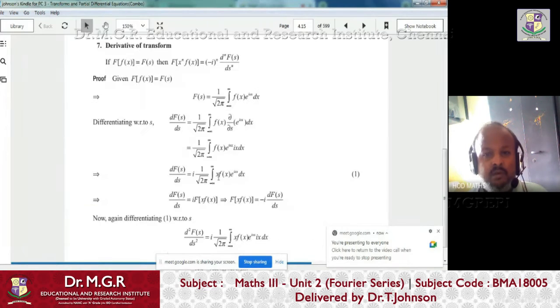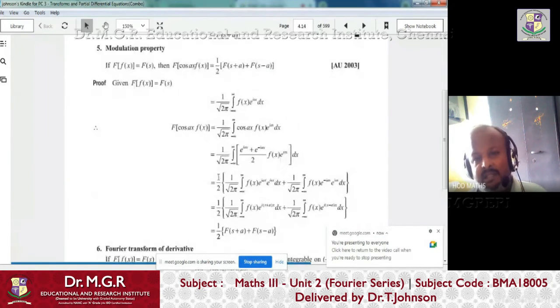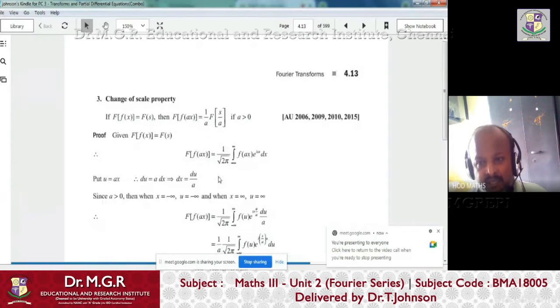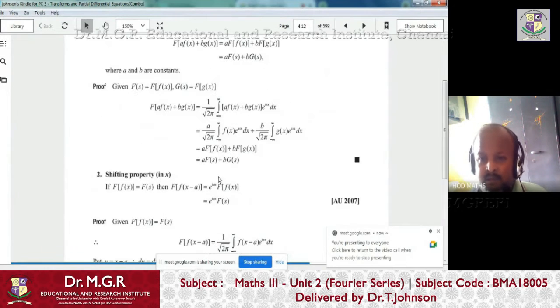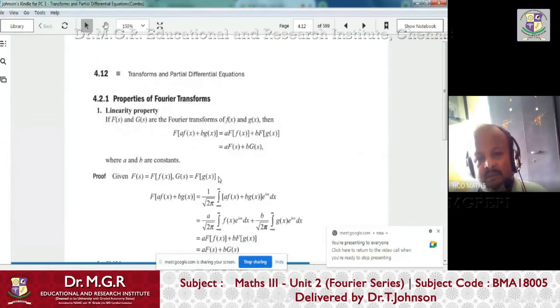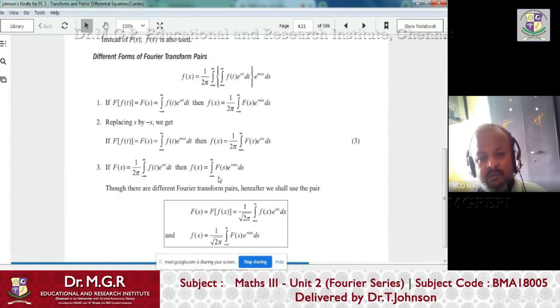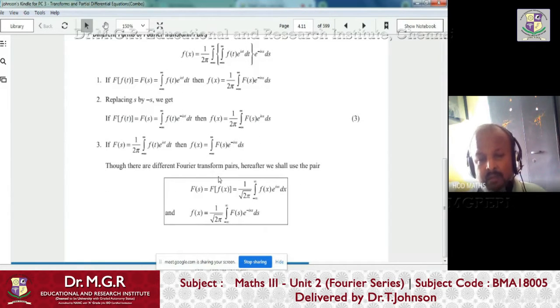Some introduction about the definition of Fourier transform. So Fourier transform is again an operator that transforms the function from small f of x into capital F of s, right? So here you are transforming the function by finding the Fourier transform. Here capital F means Fourier transform. So you are transforming the function from f of x to F of s.